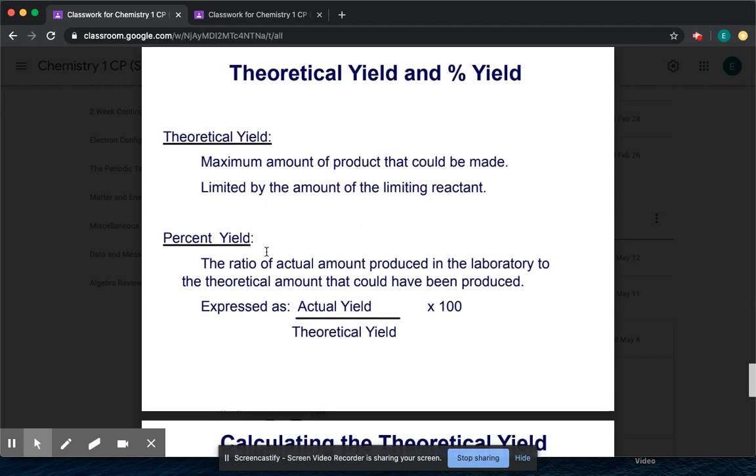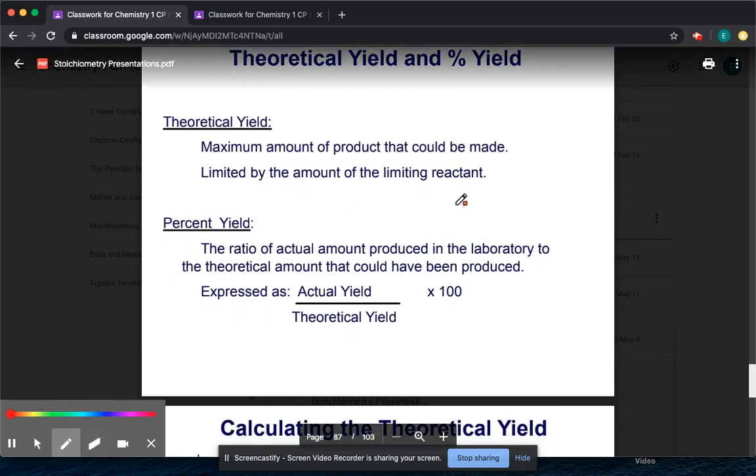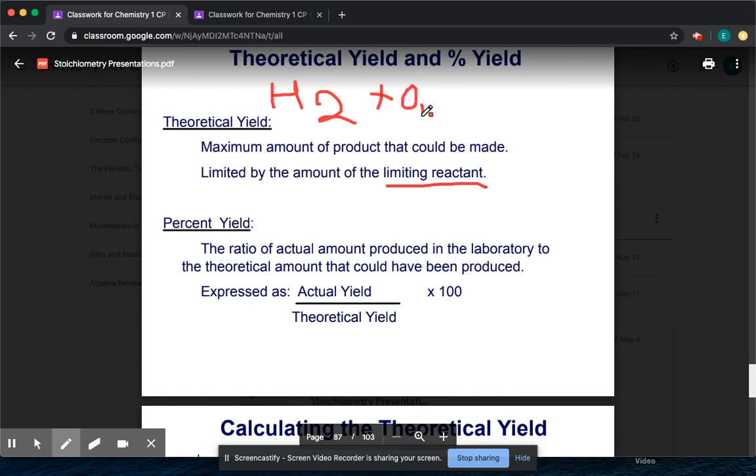In order to find the theoretical yield, you need to know how to find the limiting reactant, because the limiting reactant is what's going to control how much product you can make. Think about it like this. A common equation we were looking at all the time: let's make water from oxygen and hydrogen. H2 plus O2 makes H2O. This needs a 2 here and a 2 here, and now it's balanced.